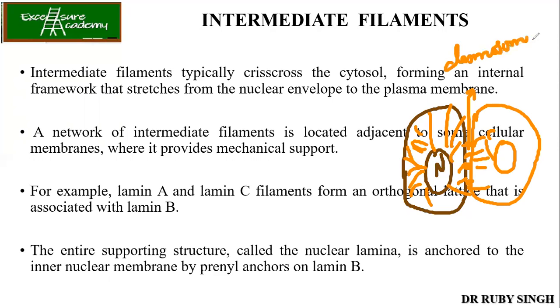Now, in the case of the nuclear envelope, we have lamin A, C filaments, which together are associated with lamin B. So this lamin A, C, and B together supports the nuclear envelope structure. And this is how the largest organelle, the nucleus, maintains its architecture inside the cytoplasm, because of the help of the intermediate filaments.